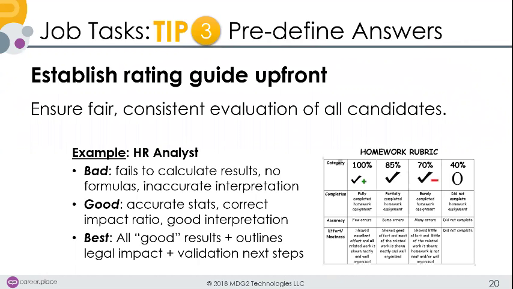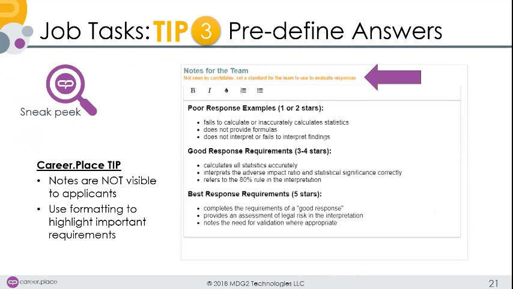Here we've got examples of what would be a bad response, like failing to calculate the results, what would be a good response, providing accurate stats and interpretation, and what the requirements for the best response would be, including things like discussing legal impact and the need for validation. Popping back into the career.place app, we have a confidential section where you can provide notes for your team. This is not seen by candidates and is only seen by your review team when evaluating the responses.